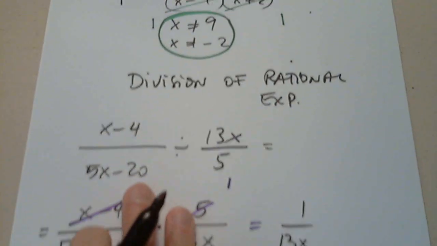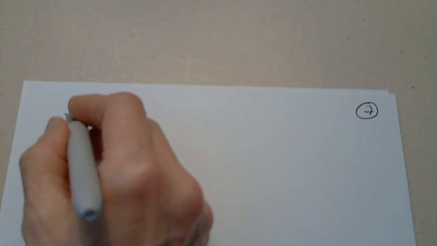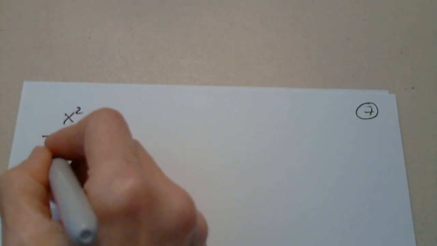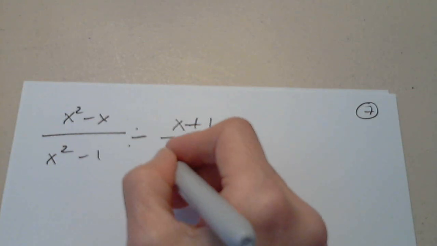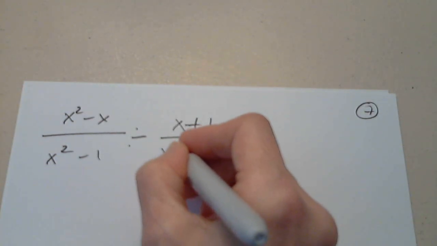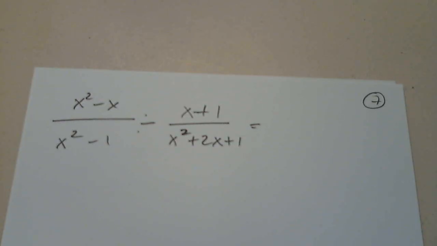Okay, so let's work on this for a minute. I'm changing it to x because it's easier for me to write. So x squared minus x over x squared minus 1, everything divided by x plus 1 over x squared plus 2x plus 1.